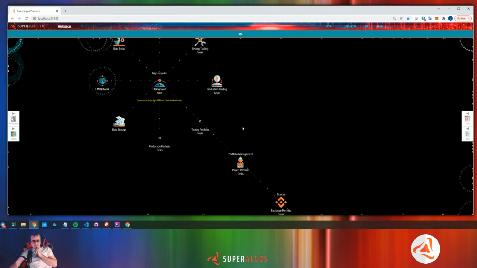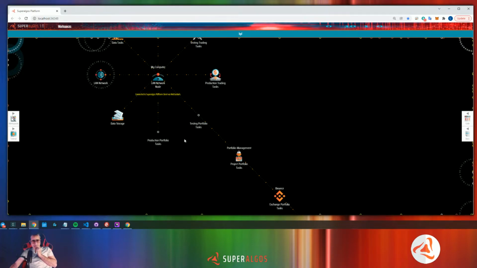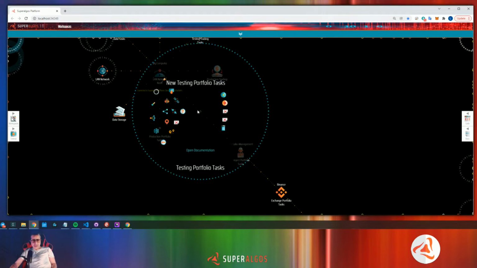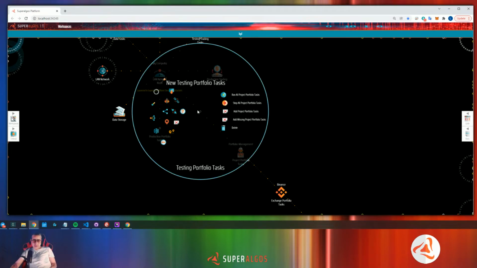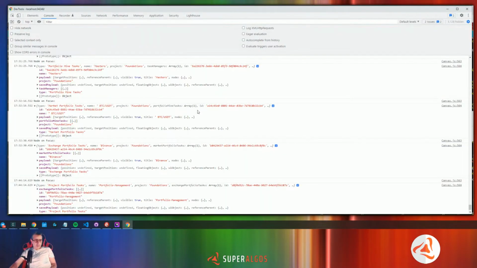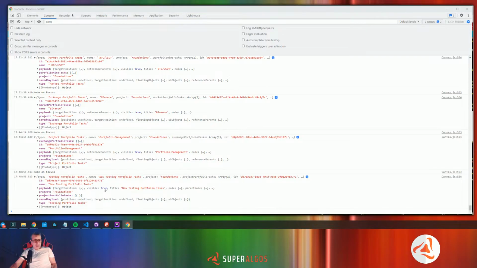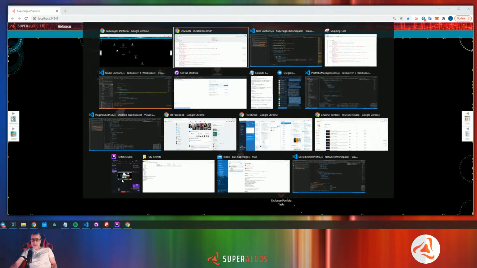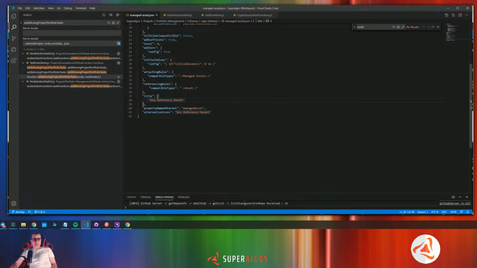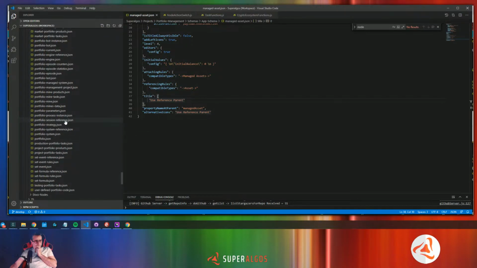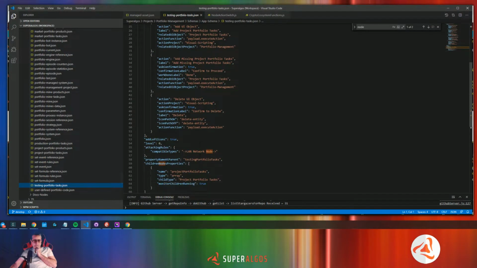But even before this testing portfolio task, this should also be. So it's a cascade of problems essentially, where each one goes one layer below. So this is also foundation, but if I search for the schema, it is testing portfolio tasks. If you see the schema, testing portfolio task is here.